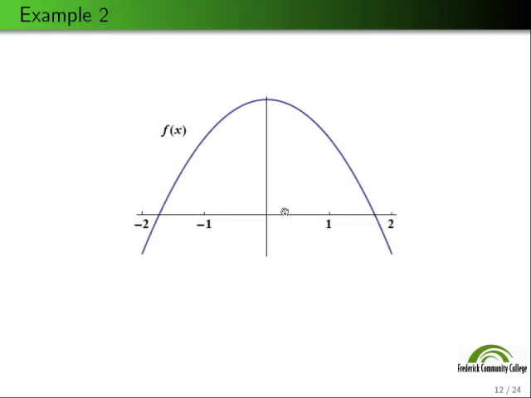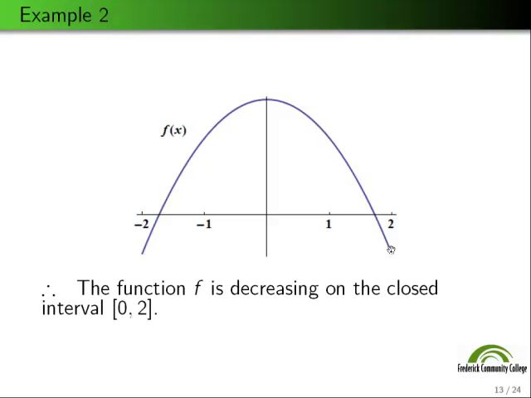Looking at the same graph of f of x from the first example, we want to see where we're sliding down. Clearly, we're climbing, climbing, climbing, and then at 0, we start to slide down all the way until we reach the end of our domain at 2. Therefore, we can conclude that our function f is decreasing on the closed interval from 0 to 2.